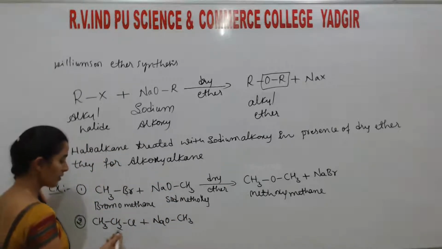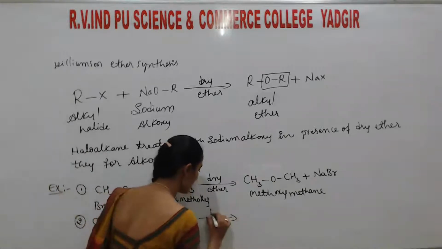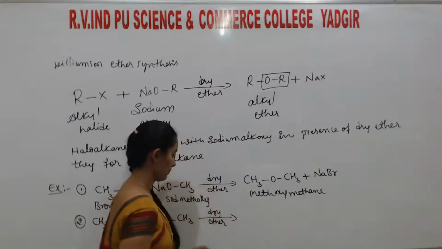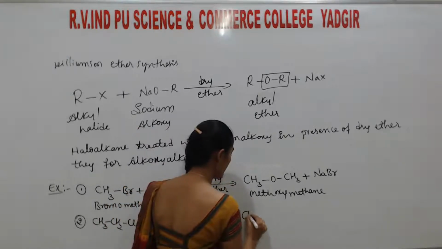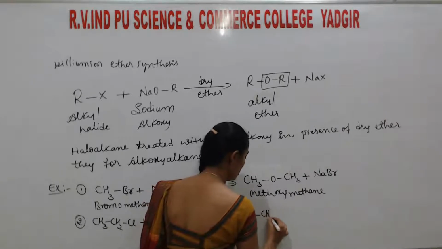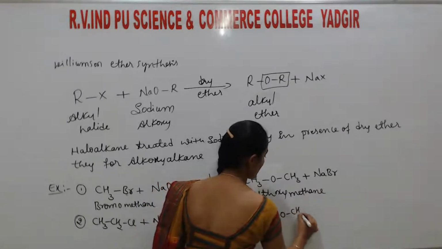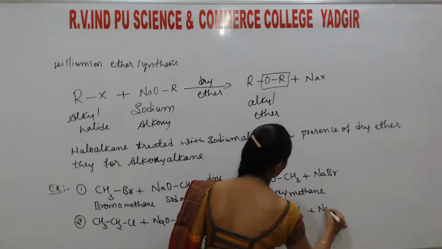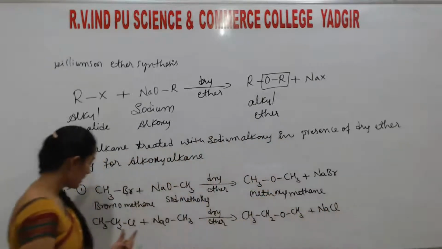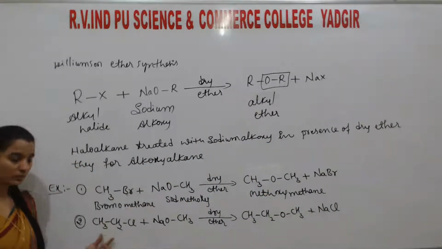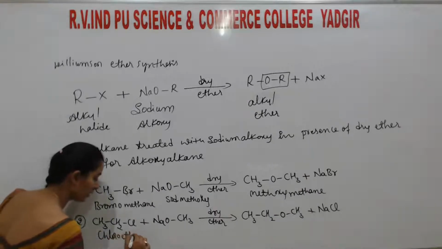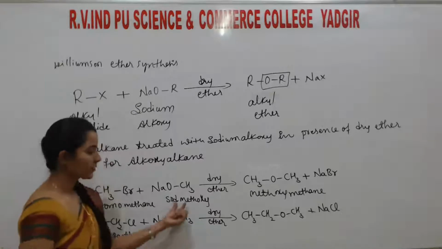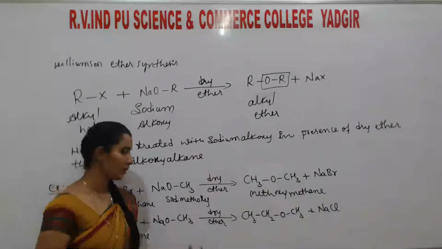Okay, what is the name of this compound? Initially, first write the product here. What is the product? CH3CH2OCH3 plus NaCl. Here, what is the name of the compound? Chloroethane. Here it is, of course, sodium methoxide. I will not write again.